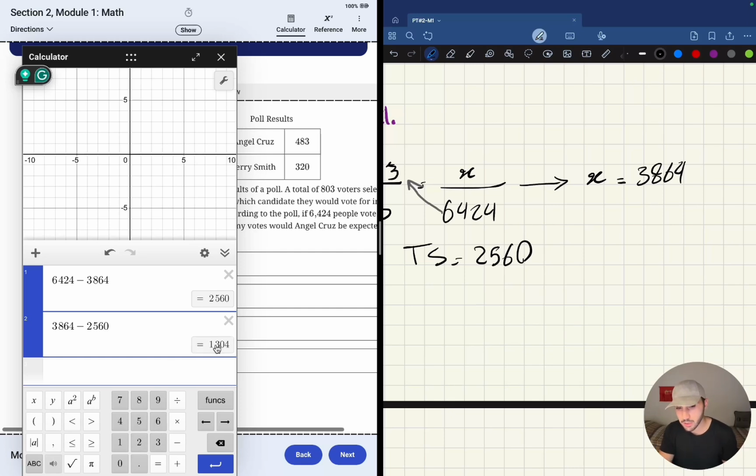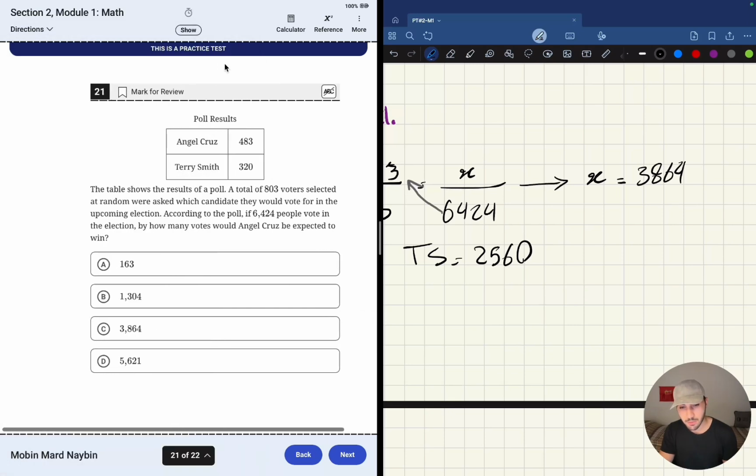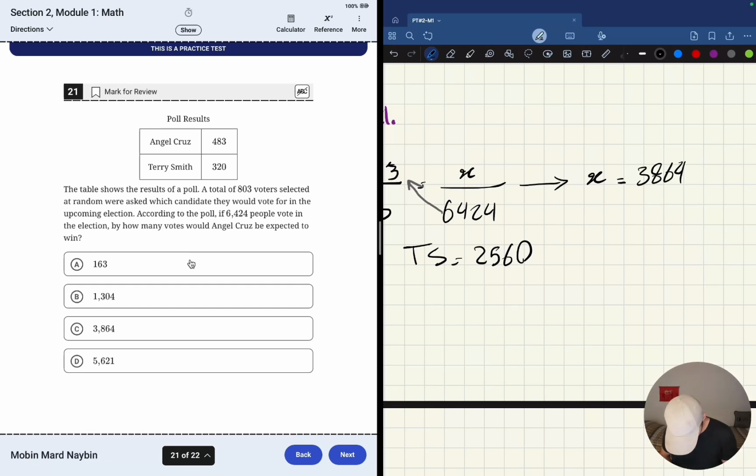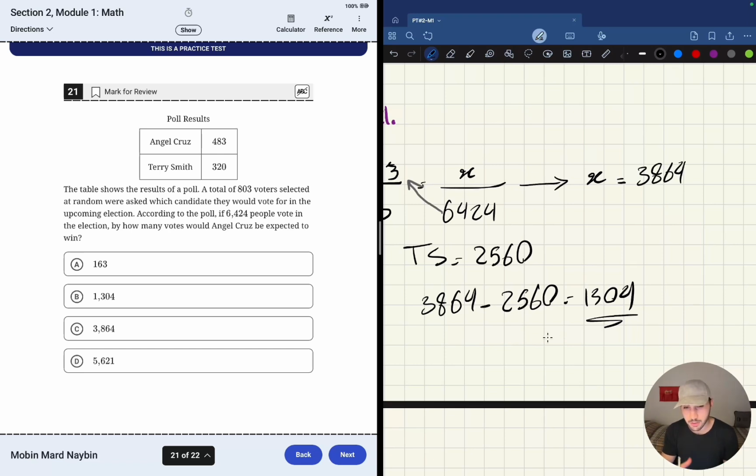Okay, she got 1,304 votes more than Terry Smith. So the answer actually is going to be 3864 minus 2560, which is equal to 1304. This is the number of votes that she's going to be expected to win by. So that's going to be choice B, not C. This was a tricky question.